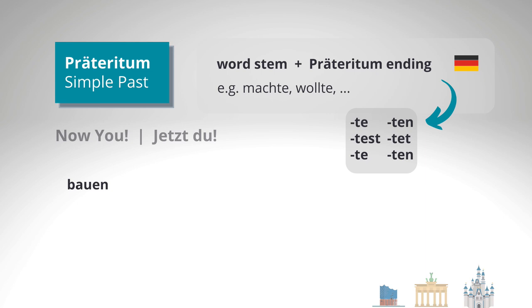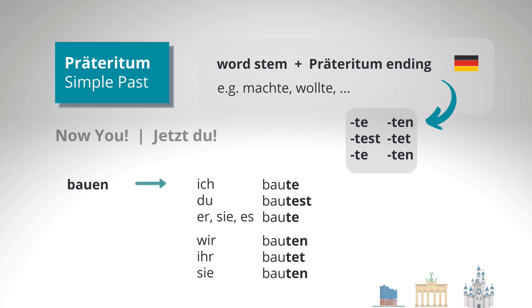The correct solution would be, ich baute, du bautest, sie es baute, wir bauten, ihr bautet, and sie bauten. The verb stem or word stem of bauen is bau, and then you just add the Präteritum endings te, test, te, ten, tet, and ten. And that's how you get the conjugation ich baute, du bautest, sie es baute, wir bauten, ihr bautet, and sie bauten. Not that difficult, right?